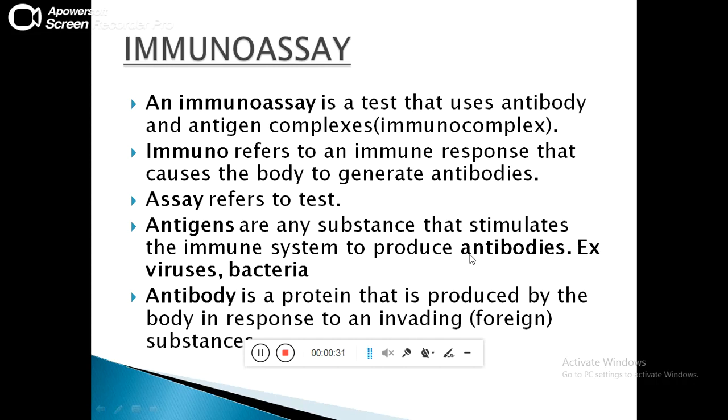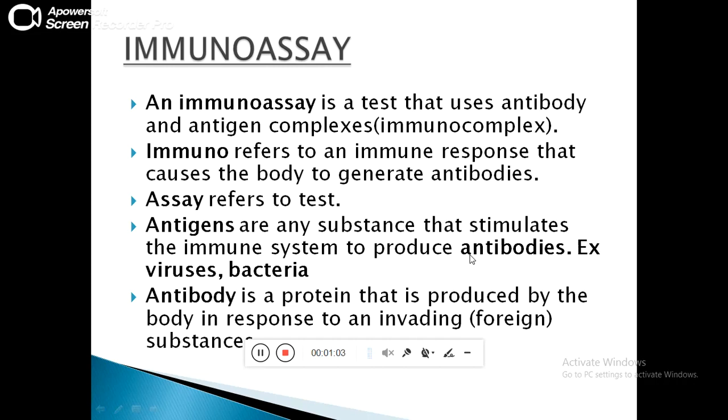Further, moving on, next is the immuno, that refers to an immune response that causes the body to generate antibodies. As we are aware, our body possesses a defense system called the immune system that is capable of recognizing any substance that enters inside our body as self or non-self antigen. If it finds those substances to be non-self, it starts producing a response against it in terms of antibody generation. Here, assay refers to any test.